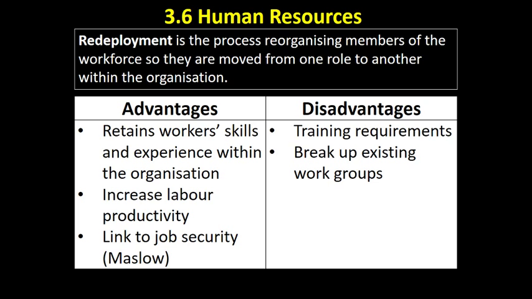It might increase labour productivity if we move them from, say, producing iPods, which are in low demand, where the workers don't need to do that much, to producing something that's in high demand, so they'll be working a lot harder, so it would increase labour productivity. And it would help employees feel secure in their jobs if they know the organisation isn't going to just move them on, but will try and find them a new role. So you can link that to Maslow.